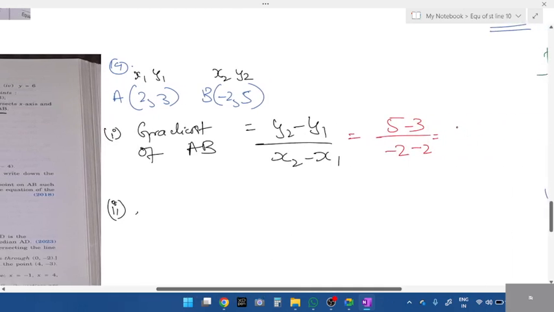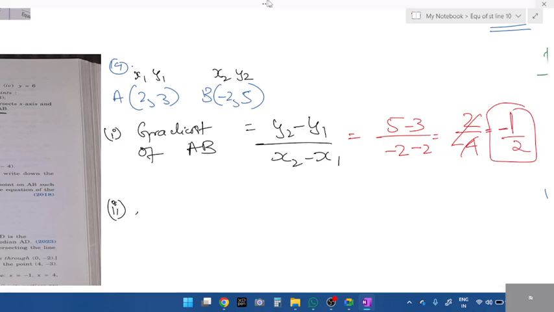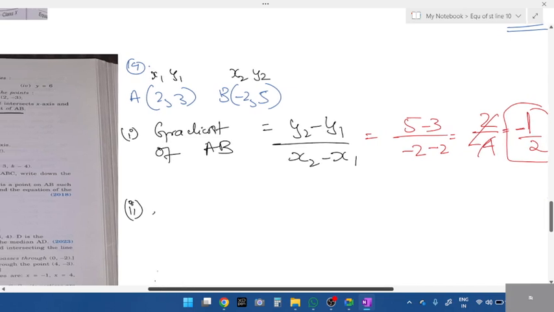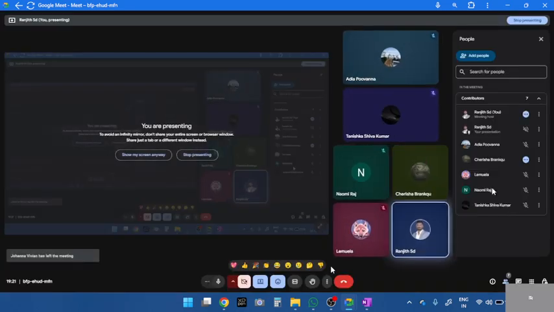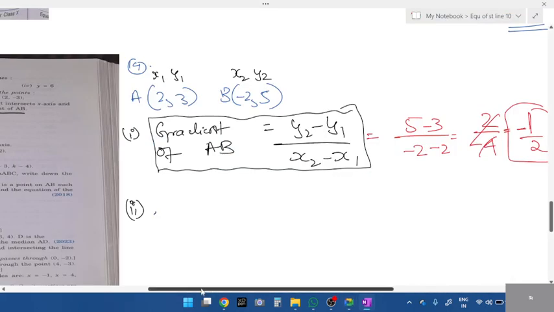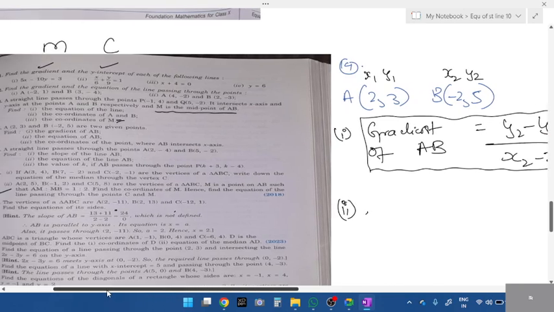What's the answer, students? Respond. 2 divided by? The answer is minus 1 by 2. All of you completed? Got minus 1 by 2. Understood how to use the formula, students? Respond. Lemula, GH3, Charisha, Adya, who's there? Okay, GH3 is left. Lemula, Naomi, Tanishka, Charisha, Adya. Clear?